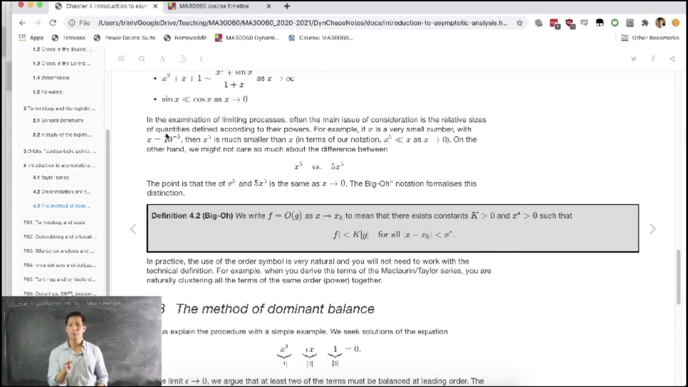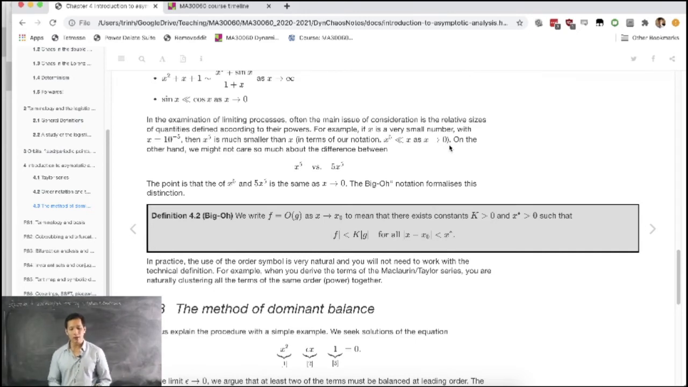Okay, now the last bit of notation that we have to introduce is this notion of big O notation. Let's read it together. In the examination of limiting processes, often the main issue of consideration is the relative sizes of quantities defined according to their powers. For example, if x is a very small number, with x being 10 to the minus 5, then x to the 5 is much smaller than x in terms of our notation. So x to the 5 is much less than x, as x tends to 0.